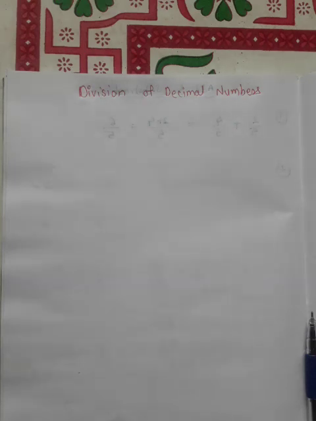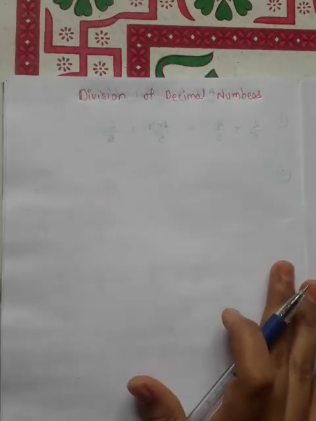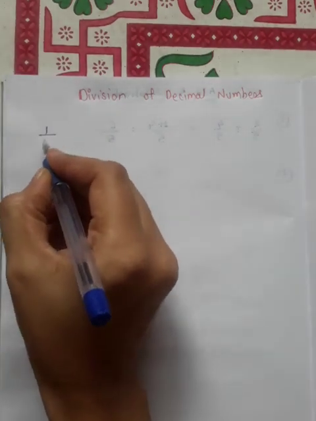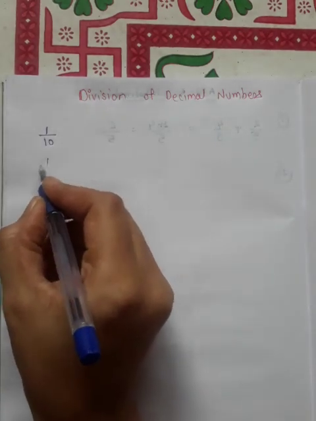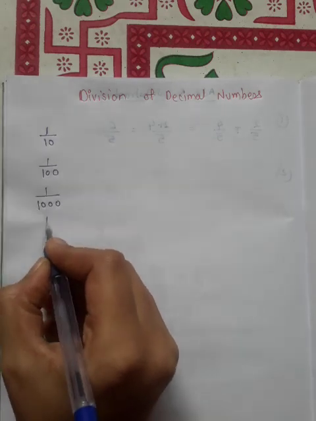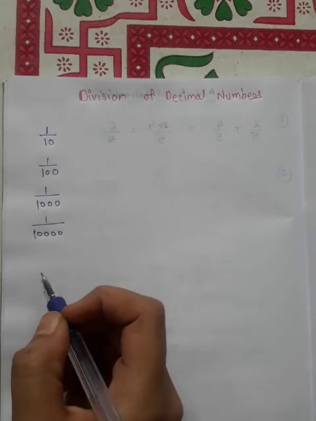In the previous lecture, we discussed how to multiply decimal numbers. In today's lecture, we are going to learn about division of decimal numbers. Okay, before that, you must know what you learned in 6th standard, that is, what is the meaning of 1 by 10, what is the meaning of 1 by 100, 1 by 1000, 1 by 10,000. Okay, you have learned the meaning of those fractions.